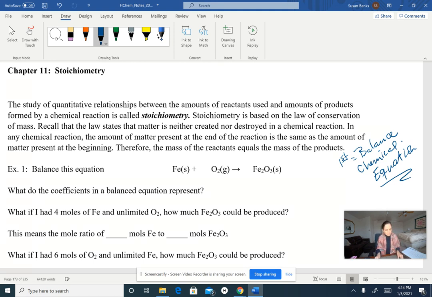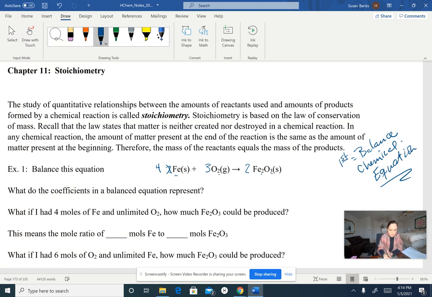Let's balance this equation. Okay, so I've got 1 iron here. I've got 2 here. So I'm going to put a 2 right here. And I've got 2 oxygens here, and I've got 3 here. So I need to look at my least common multiple between 2 and 3, which happens to be 6. So I'm going to need to make 3 O2s to give me 6 oxygens, and I'm going to need to make 2 iron 3 oxides to give me 6 oxygens, which means that I need to go back and change my coefficient in front of my iron. Okay, so here is my balanced equation.